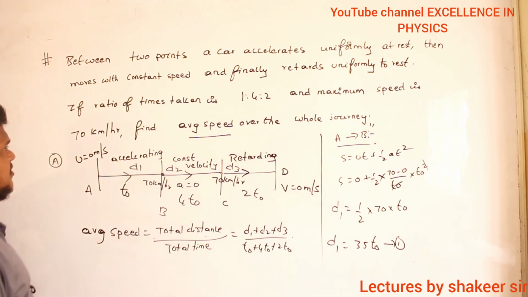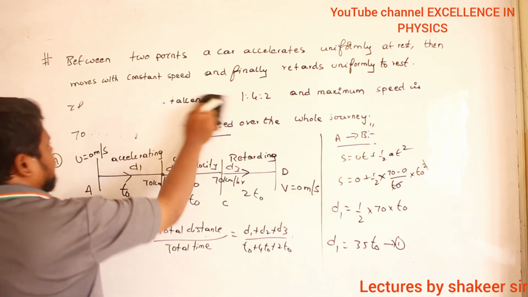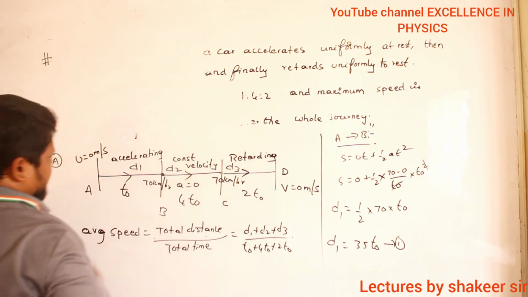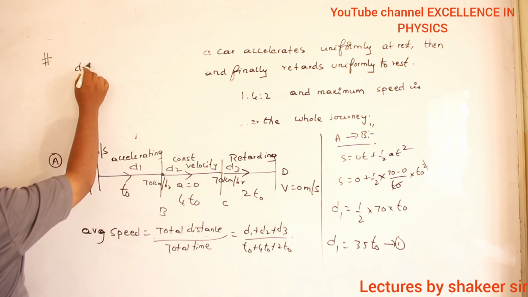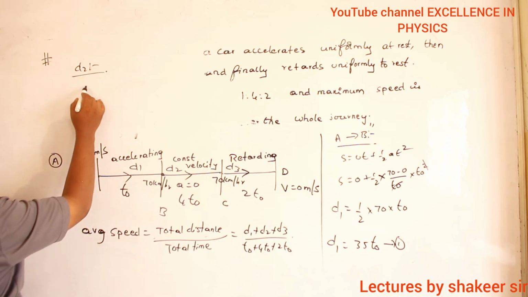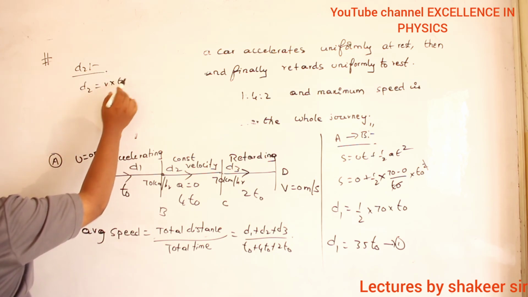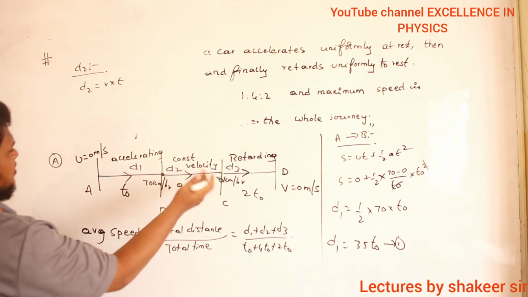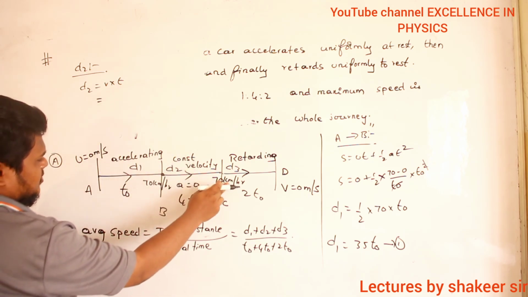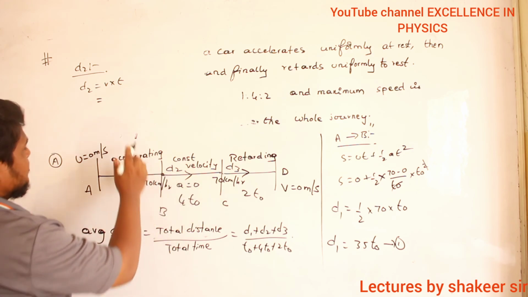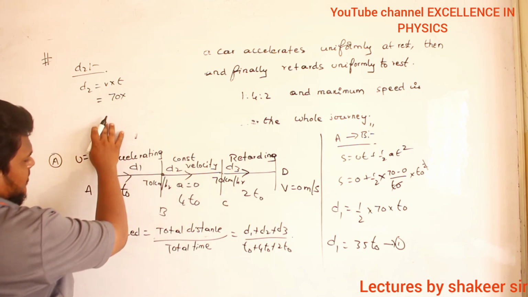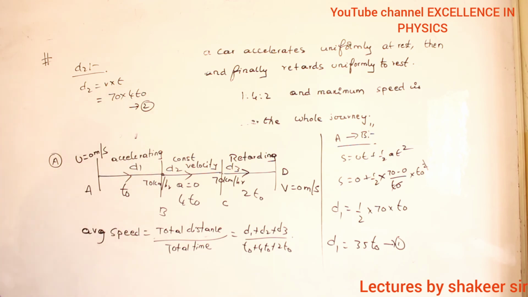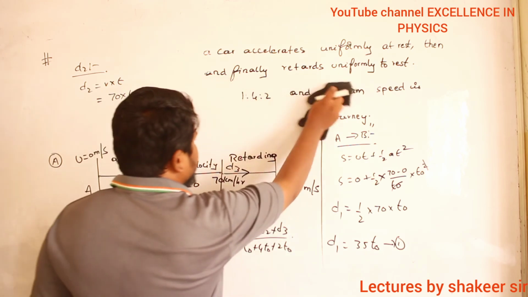Similarly, what is the second distance? Second distance is d2. Displacement is equal to velocity into time, or distance is equal to speed into time. The speed is already given, 70. From here to here, the body is traveling with the same velocity. So 70, time taken 4 into t naught. So this is my second equation. Then what is my third equation?